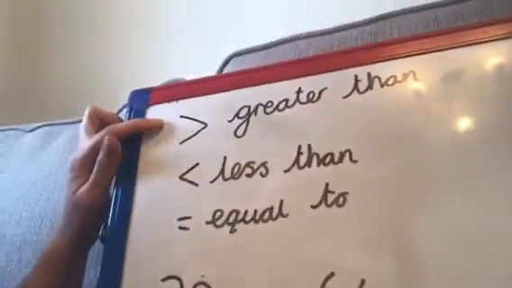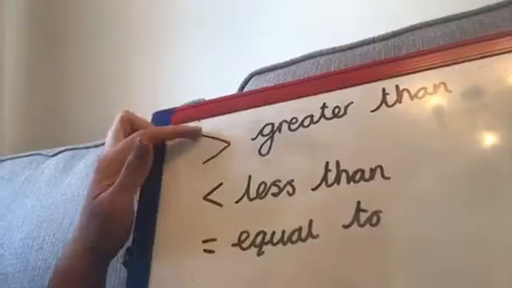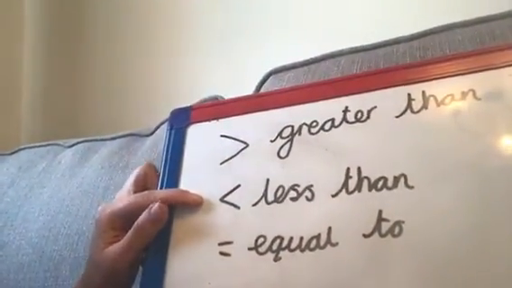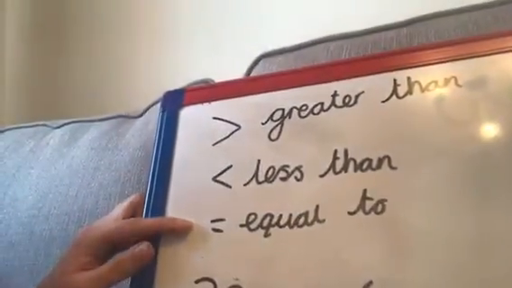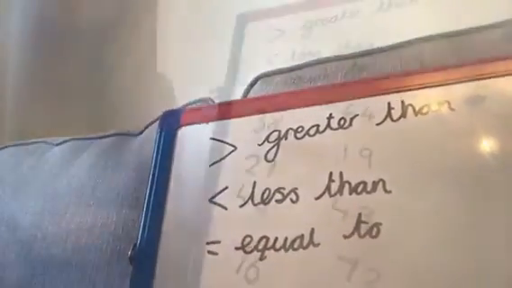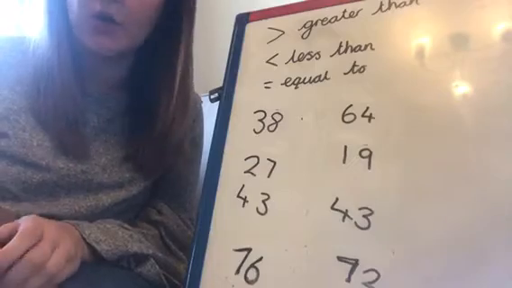So first we have got greater than, and we remember that because the big fat bit comes first. Then we've got less than. Now this shows less than because the small bit comes first. And here, everyone knows this one, is our equal sign, so we call it equal to. Okay, so we're going to go through some examples together before I give you some challenges of your own.